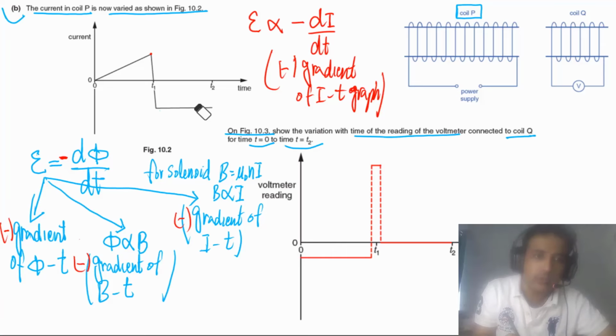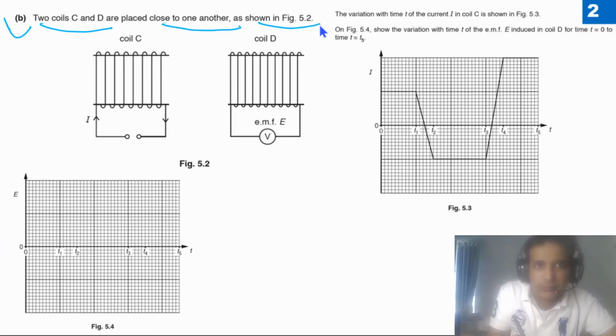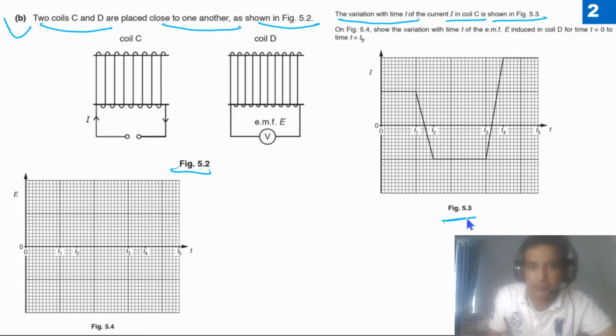Question 2 part B says two coils C and D are placed close to one another as shown in figure 5.2. The variation with time t of the current I in coil C is shown in figure 5.3. Figure 5.4 shows the variation with time t of the EMF induced in coil D for time t equal to 0 to time t equal to t5.